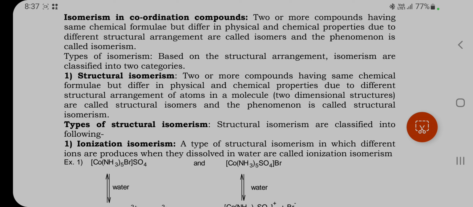Based on the structural arrangement, isomerism can be classified into two types. The first one is structural isomerism. In structural isomerism, two or more compounds have the same chemical formula but differ in physical and chemical properties due to different structural arrangement of atoms in a molecule. They are called structural isomers, and the phenomenon is known as structural isomerism.